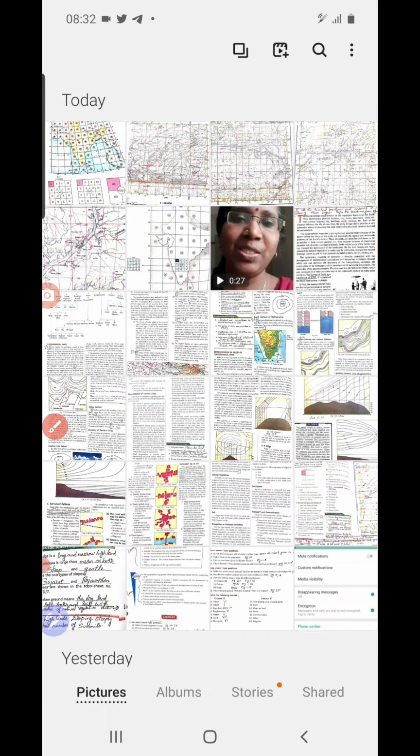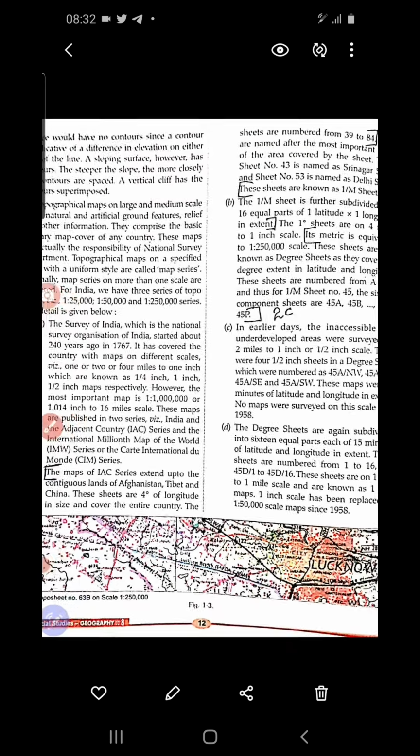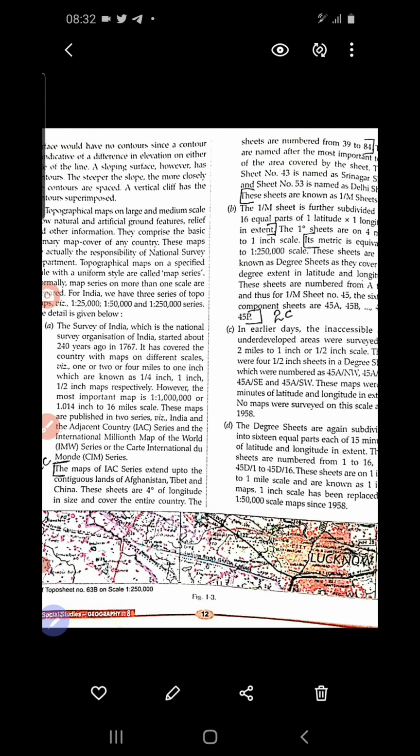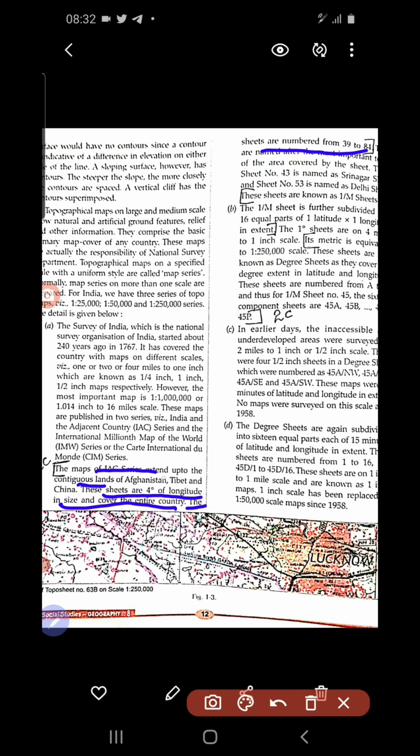Now let us move to the lesson so you understand this better. If you read, you understand these lines clearly. The map series extends up to contiguous lands. These sheets are 4 degrees of longitude. The sheets are numbered from 34 to 84 in India. Understood? So the series extended up to contiguous lands of Afghanistan, Tibet and China. These sheets are 4 degrees of longitude in size and cover the entire country. The sheets are numbered from 39 to 84.